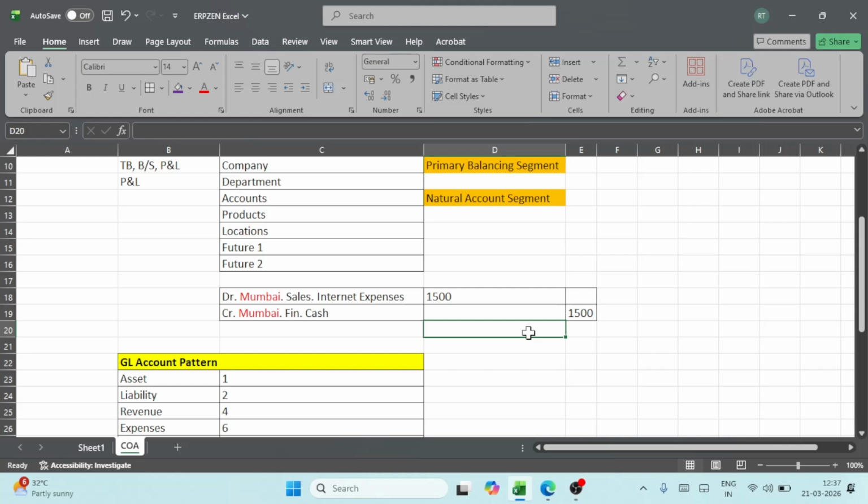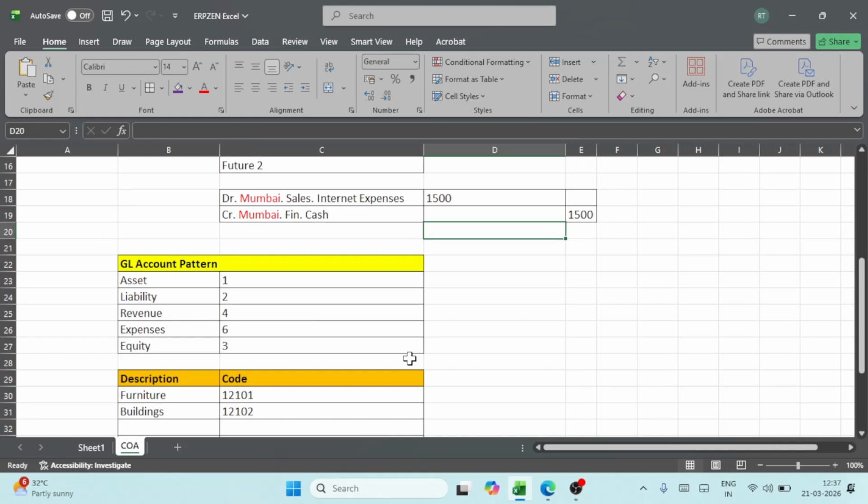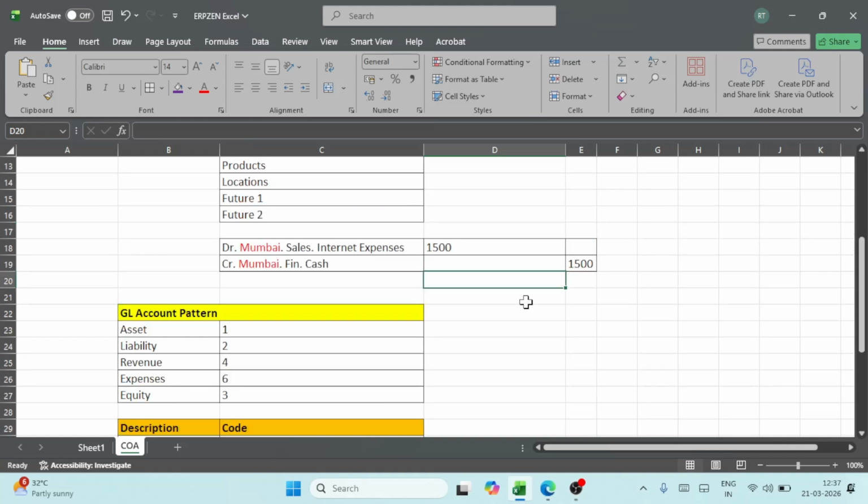So let's assume that this primary balancing segment was enabled for department, not for company. Then in such a case, the system will not allow you to post the journal. The client will expect the P&L statement at department level, because at the end, they want to understand how the cost center is performing. The next one is the natural account segment.